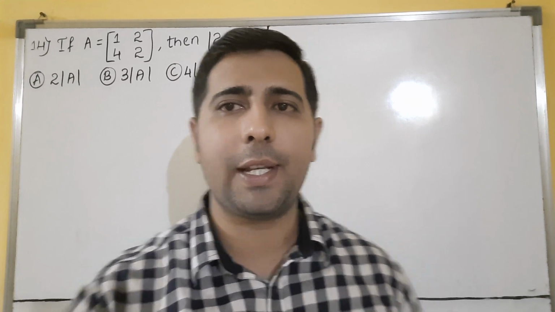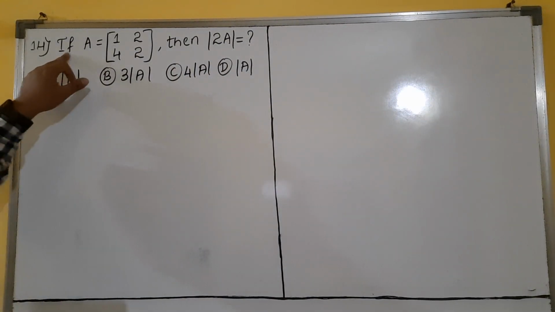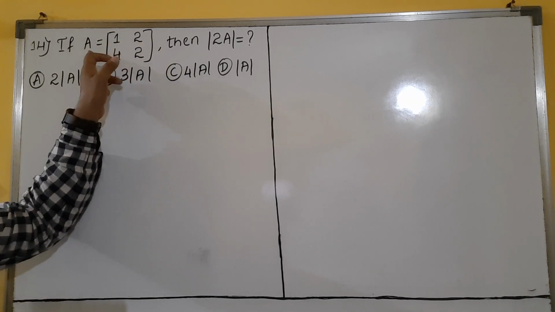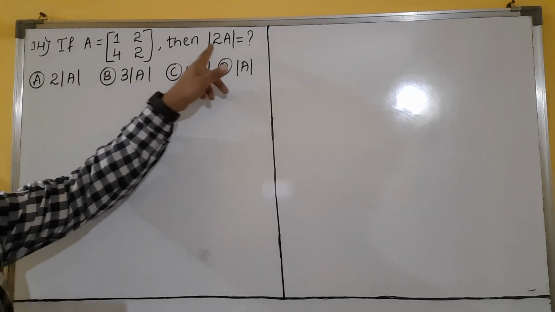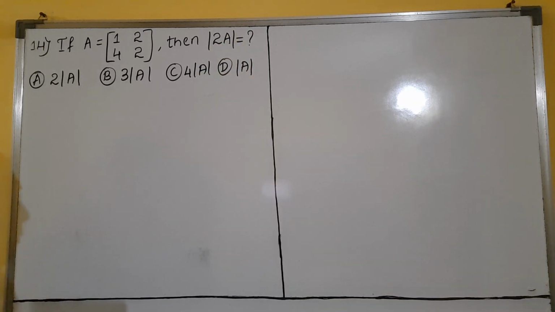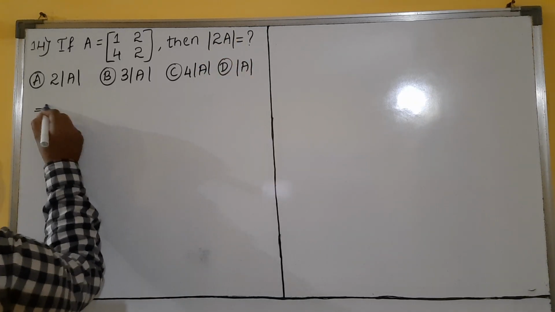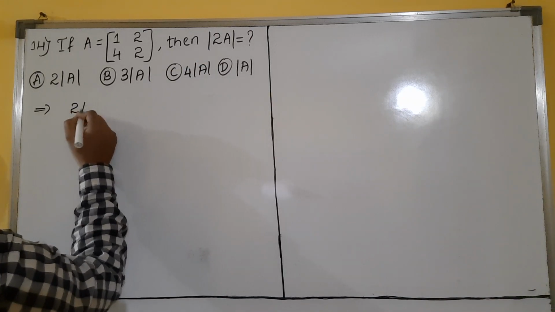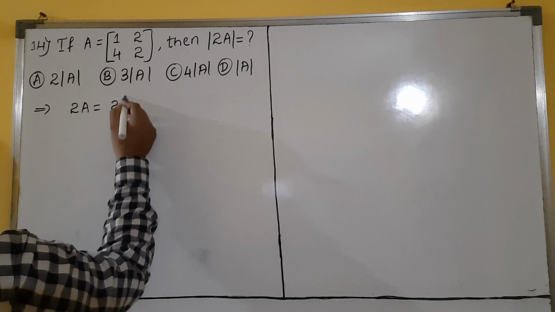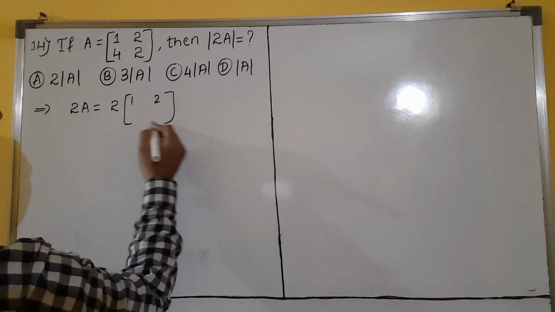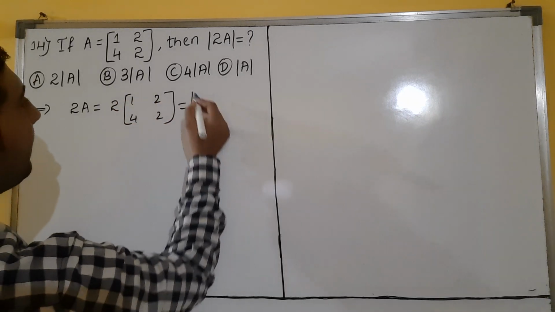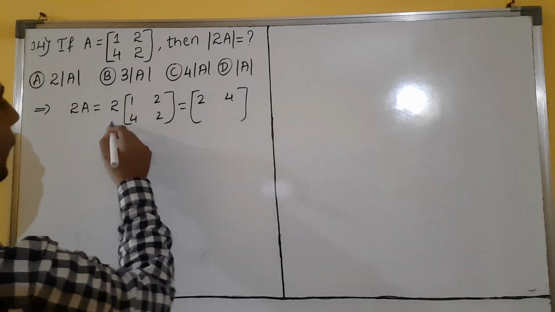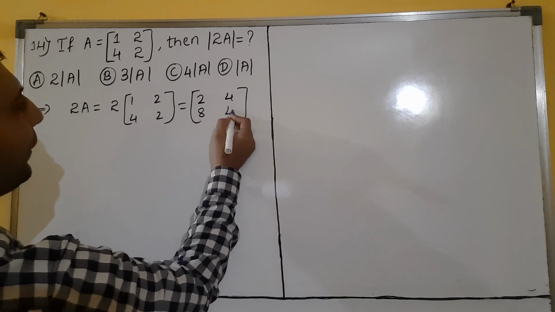Let us see the next question, dear students. Question number 14. If capital A is equal to the matrix 1 2, 4 2, then determinant of 2A is equal to what? There are two ways to solve this, dear students. First we will find 2A. 2 into A, where A is 1 2 4 2. So multiply inside: 2 1s are 2, 2 2s are 4, 2 4s are 8, 2 2s are 4.